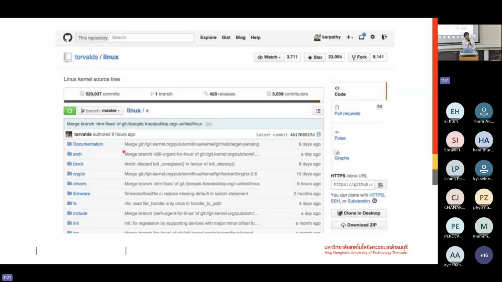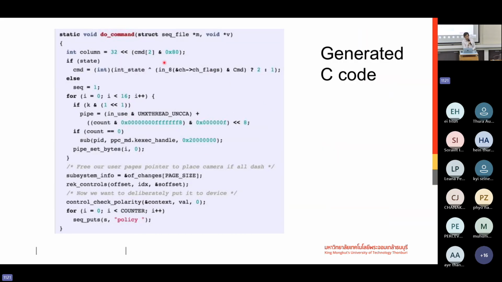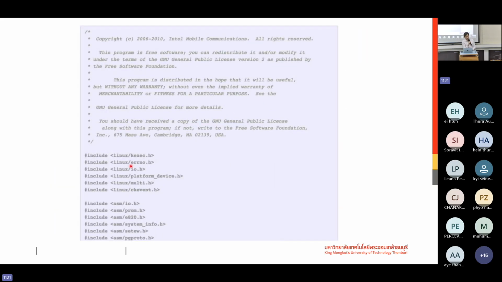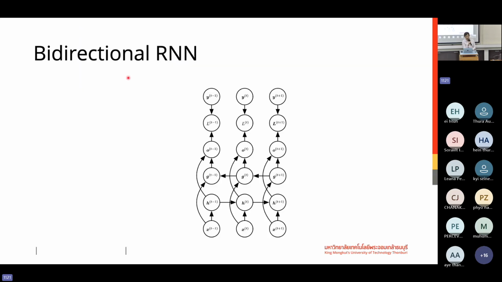And this is from Linus Torvalds' Linux repository. It is able to generate C code and also generate the headings that it should have. So that's very early stuff compared to what we have nowadays. Now, RNN alone is not that good.